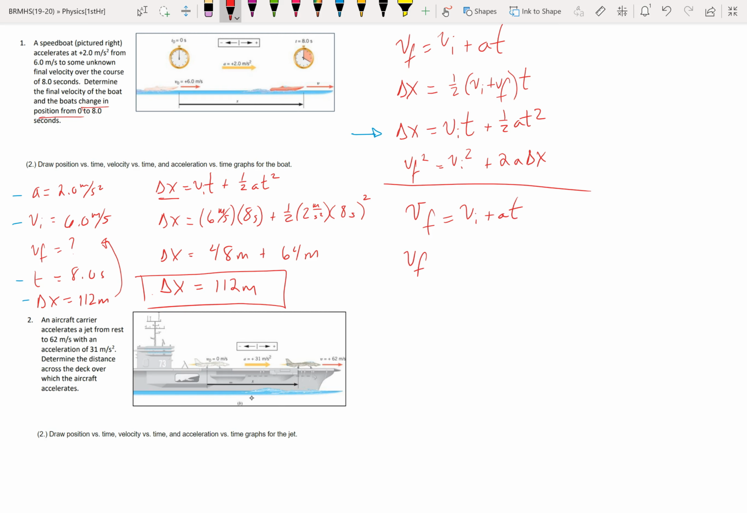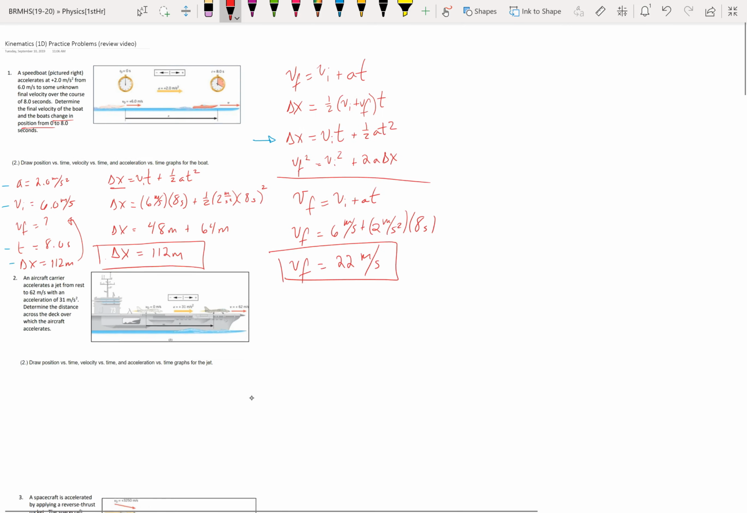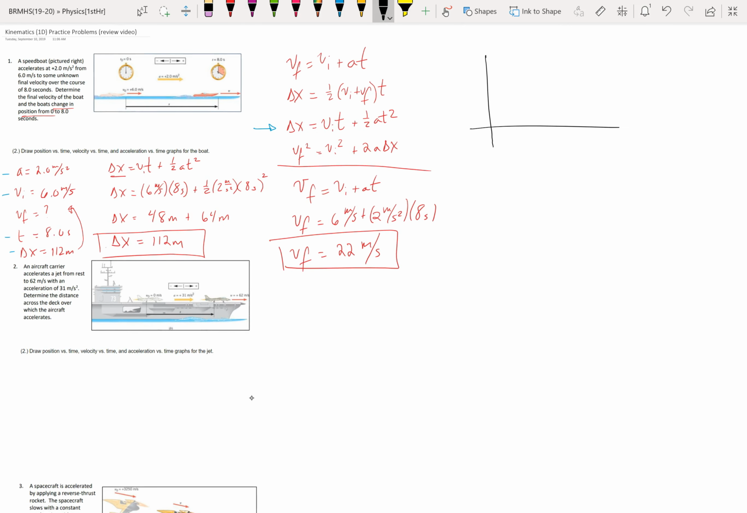Final is what we're looking for. It's already isolated by itself, so we don't have to rearrange the equation. 6 meters per second plus 2 meters per second squared times time, 8 seconds. 6 plus 16 is 22 meters per second. Boom. Okay. Now we're doing graphs.